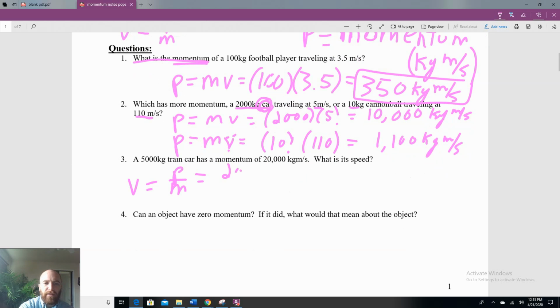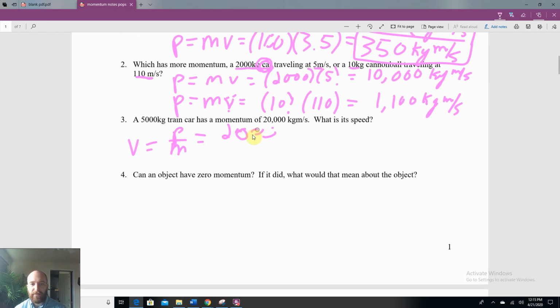P is 20,000. Let's see if we can get some zeros in there. 20,000 over a mass of, I think, 5,000. Okay, divide these carefully in your calculator. 20,000 divided by 5,000, I think, is 4 meters per second. So sometimes momentum is an easier thing to measure than the speed of an object is. So what we can do is just calculate the speed based on the mass, and you get 4 meters per second.